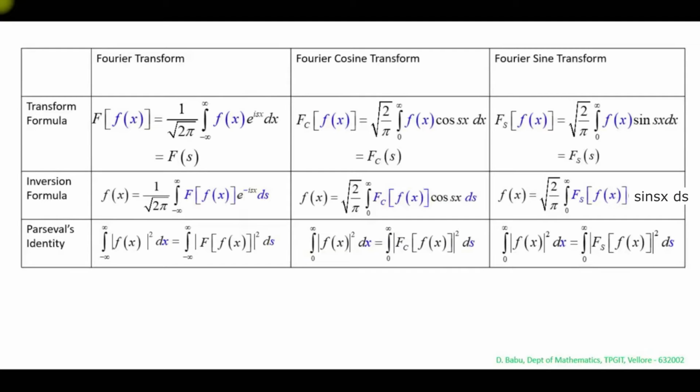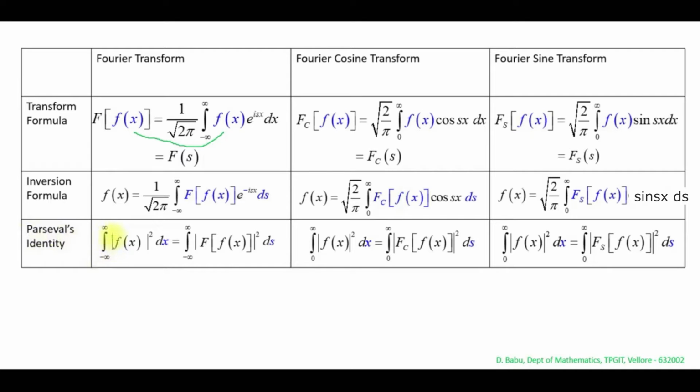Let us recall Fourier transform formulas. The Fourier transform of f of x equals 1 divided by square root of 2 pi, integration from minus infinity to plus infinity, f of x e power isx dx. Its inversion formula is just interchanging this and this. So f of x equals 1 divided by square root of 2 pi, integration from minus infinity to plus infinity, Fourier transform of f of x, with e power minus isx instead of plus isx. Here we integrate with respect to s only, then only we get the answer in terms of x.